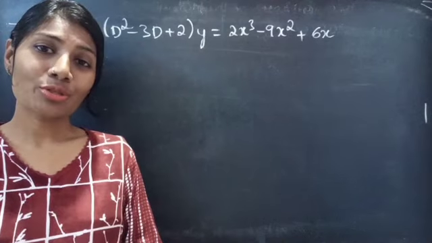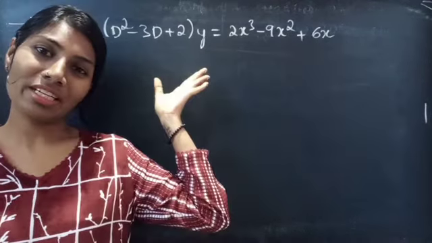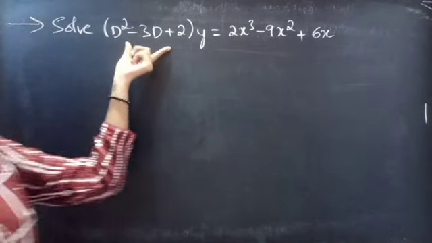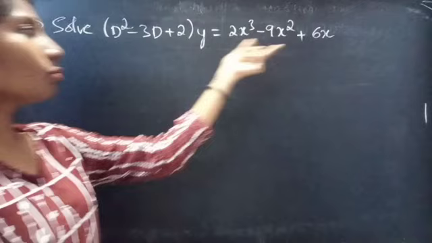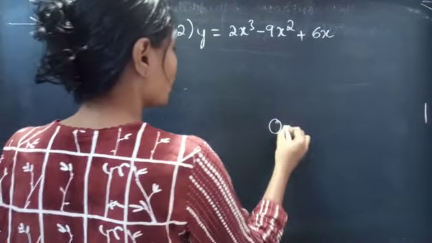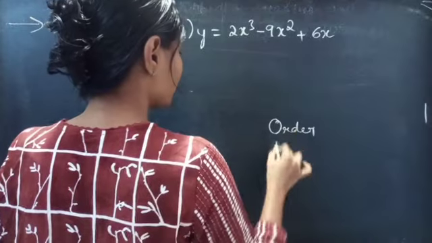In this video, we are going to solve a differential equation from higher order linear differential equations. So let's get going. Problem: solve (D² − 3D + 2)y = 2x³ − 9x² + 6x. Firstly, let's find the order and degree of the given differential equation.